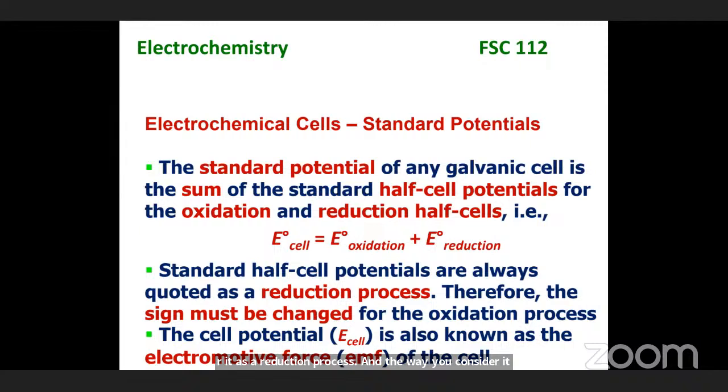So if the oxidation process has a positive sign for the standard potential, in order to use it to calculate the E naught cell, you change that plus to minus. And if it were minus in the first place, in order to substitute it in the equation, you change that minus to plus. That's what I'm saying. Don't worry, you will see examples.